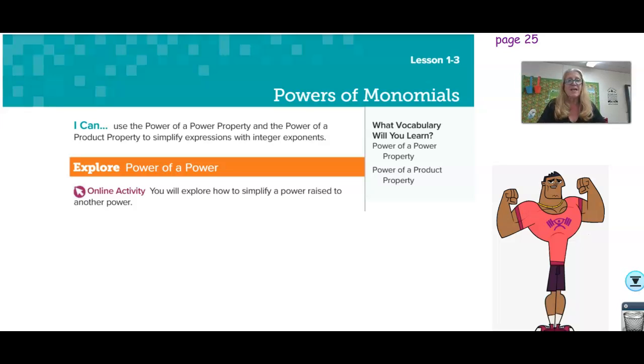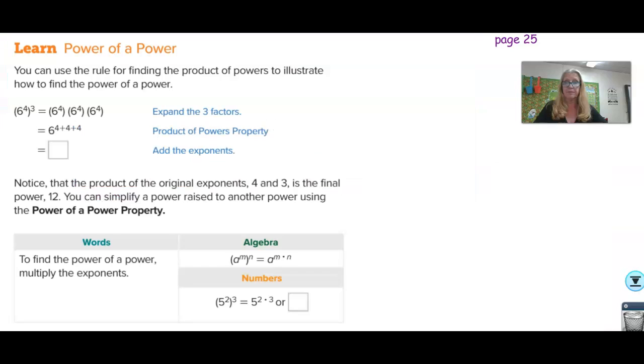Hi, boys and girls. This is part 1 of lesson 1.3, Powers of Monomials. I've broken this into 2 parts. In the first part, we're going to raise a power to a power, and in part 2, we will raise a product to a power. So today we're just going to be learning how to raise a power to another power.